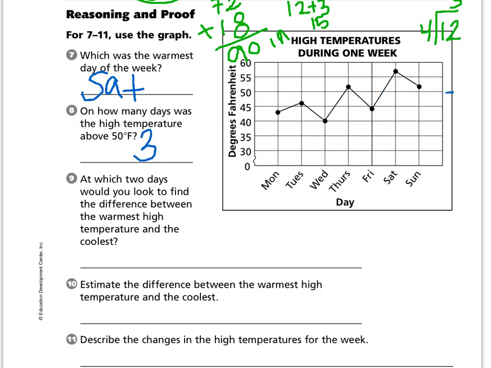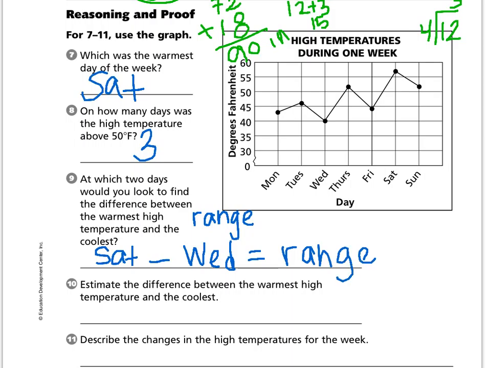Number 9, it says, at which 2 days would you look to find the difference between the warmest high temperature and the coolest? And I know that to find the range, which would be how many degrees are represented on the chart fully, I would need to subtract Saturday minus the lowest day, which would be Wednesday, in order to find the range.